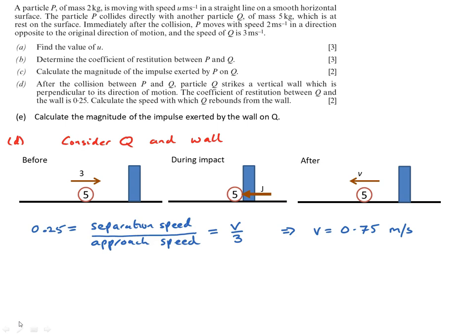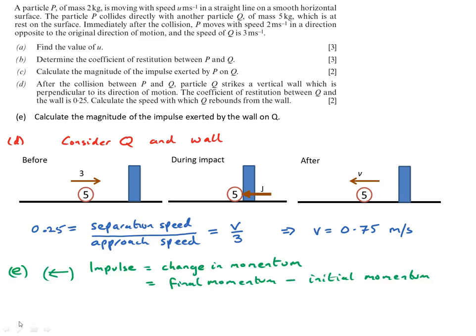Applying impulse equals change in momentum. This time we'll apply it to the left because the impulse J is acting to the left. We've got the impulse equals the final momentum of Q to the left minus the initial momentum of Q to the left. The final momentum of Q to the left is 5 times 0.75. The initial momentum of Q to the left is 5 times minus 3.